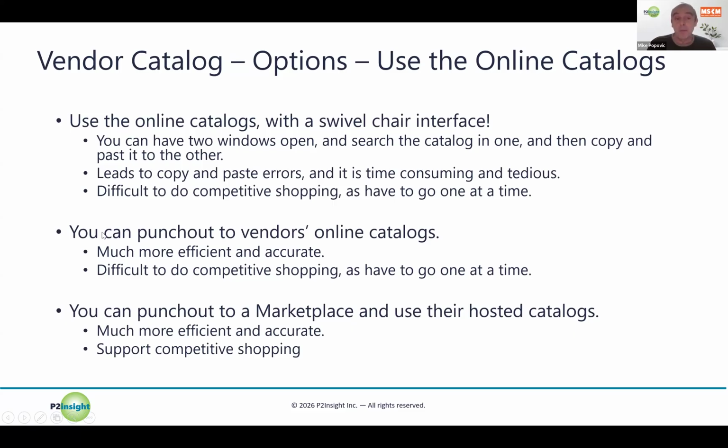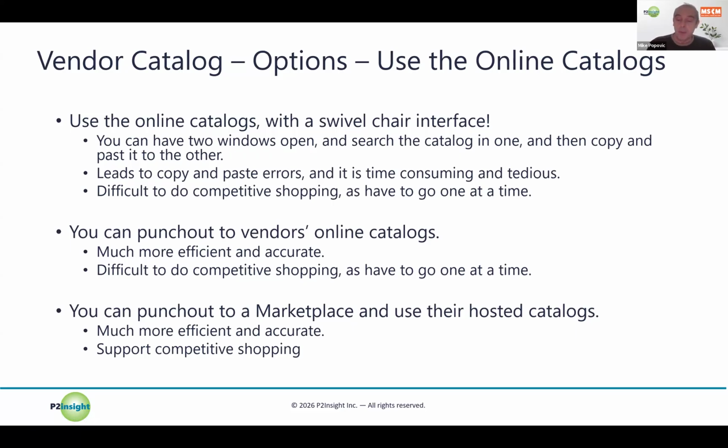Now, you can punch out. We actually have a product called Punch Out integration from Maximo. You can punch out to the vendor catalogs online. It's much more efficient, much more accurate. But it's still difficult to do competitive shopping, because you still have to go one vendor at a time. You can also punch out to a marketplace, which we support as well, with Zycus and the BuyerQuest marketplace. You can use their locally hosted catalogs, and therefore it's a lot more efficient and accurate, and it also supports competitive shopping. So those are the options for using the online catalogs.